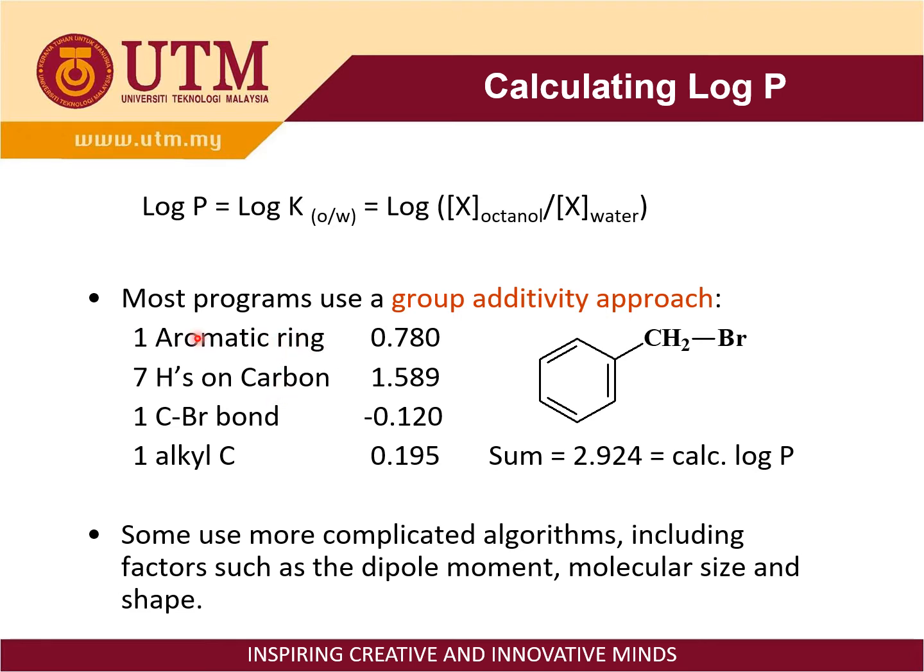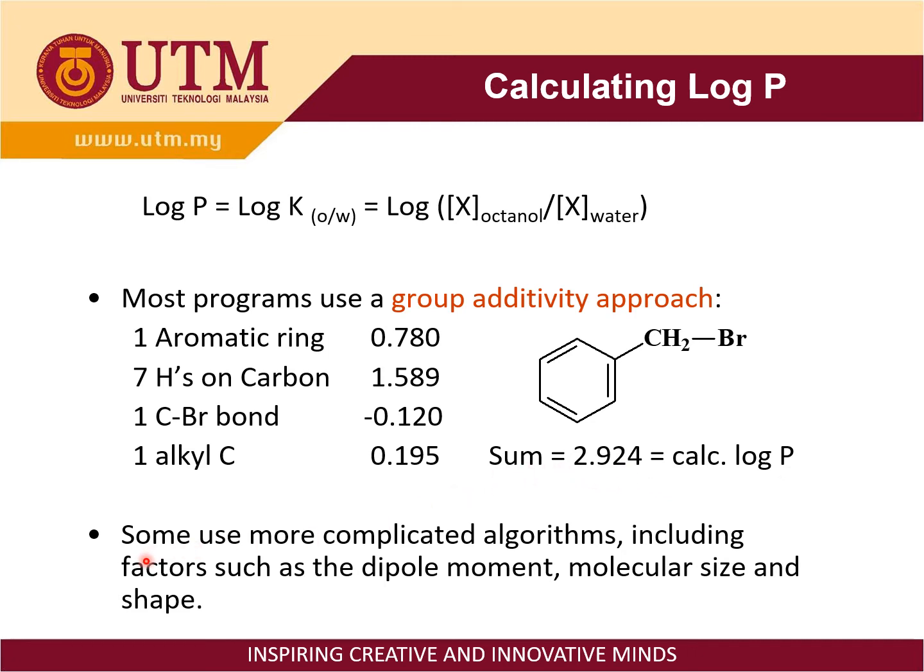But basically kalau daripada table dia lah, if you have a structure like for example benzene CH2Br ni, what you can do is just calculate each of the parts in the group compound. So dia ada aromatic ring 1 jadi 0.7. So dia ada 7 H on carbon. Setiap satu carbon ni ada hydrogen kan. So ada 7 hydrogen, 1 2 3 4 5 6 7 kan. 7, so nilai dia lah 1.589. Ada satu carbon yang berhubung dengan bromin, ada nilai ini. Dan satu alkyl carbon CH2, nilai dia ini. So when we sum it up together, we got the calculated P as shown here.